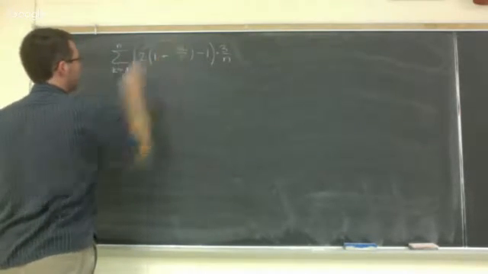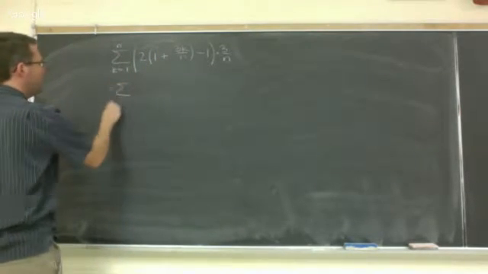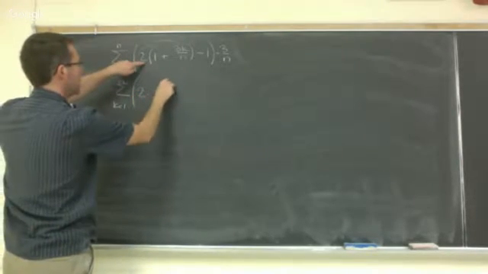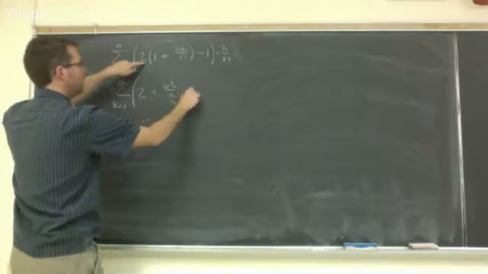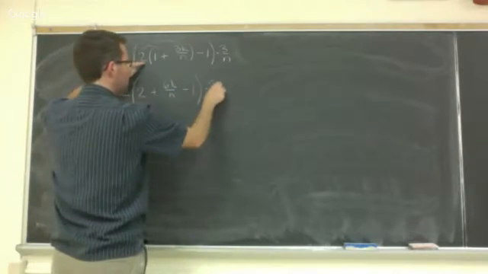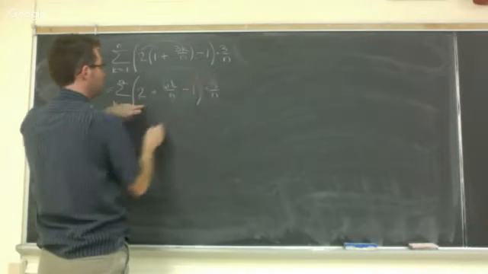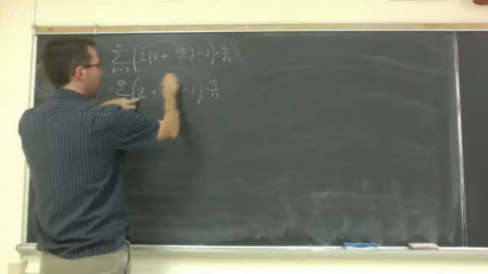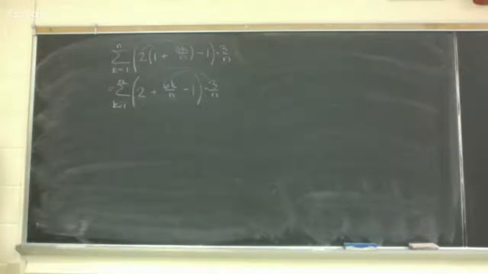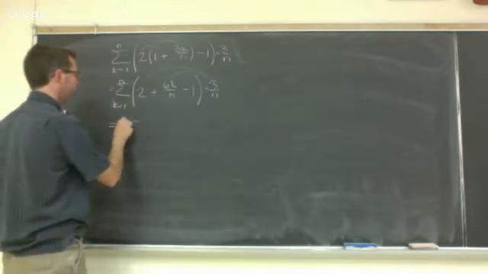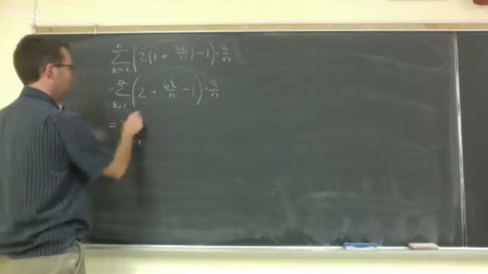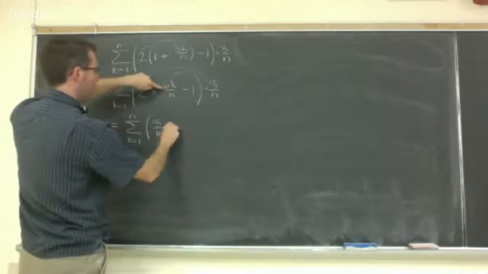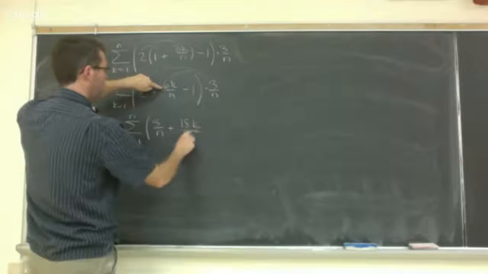Let's see, the 2 is going to distribute, so we can rewrite this as a sum, k goes from 1 to n of 2 plus 6k over n minus 1 times 3 over n. Now I'm going to distribute, well, actually, let's simplify. 2 minus 1 is just 1, so we'll distribute the 3 over n and the 1. K goes from 1 to n of 1 times 3 over n plus 18k over n squared.